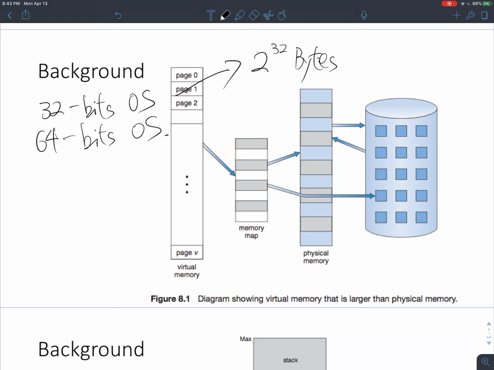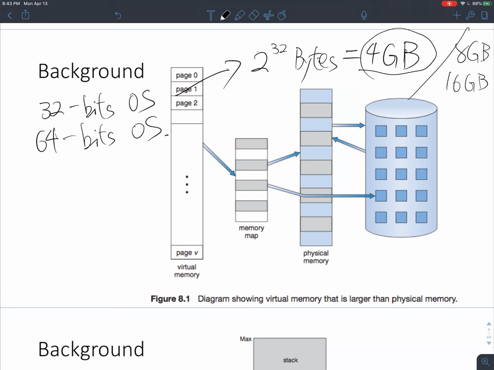So 2 to the power of 32 bytes is 4 gigabytes. If you are running a 32-bit operating system, the largest virtual memory space you can have is 4 gigabytes, which means that even though you have 8 gigabytes or 16 gigabytes of RAM, you can only use four of them, which causes a big waste of your physical memory space.